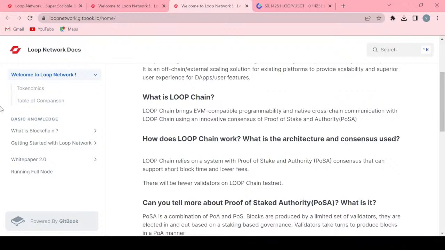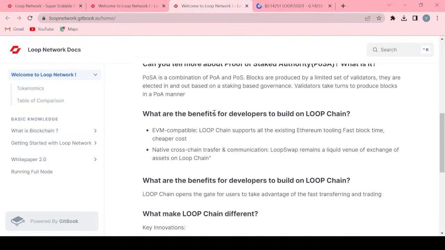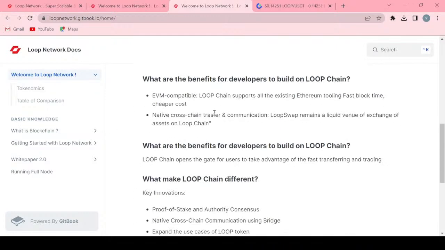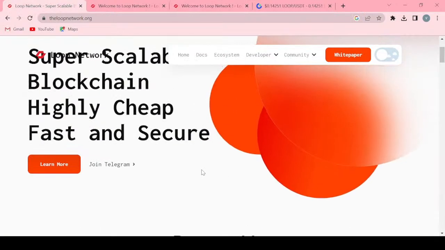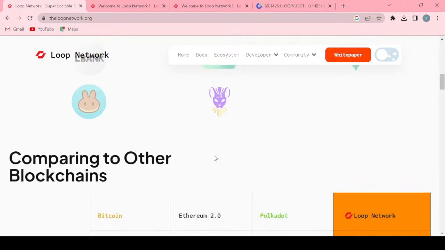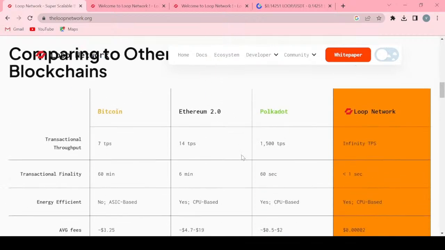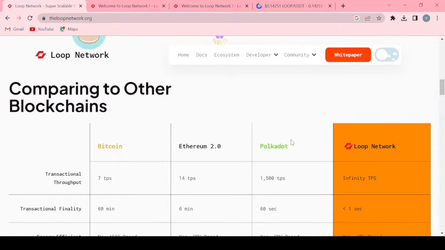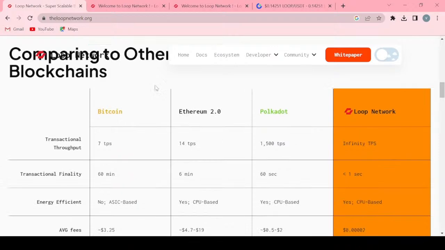Yes, there are many blockchains in this crypto world. So let's see what the blockchains are, and compare the other blockchains with the Loop network. We have Bitcoin, Ethereum and Polkadot compared with Loop network. You can see the TPS: 7 TPS for Bitcoin, Ethereum has 14 and Polkadot has 1500, and Loop network has infinity.